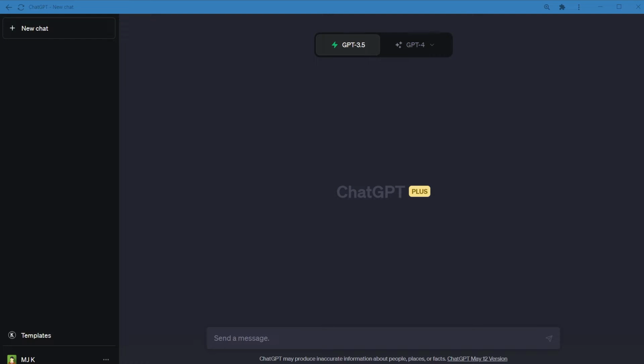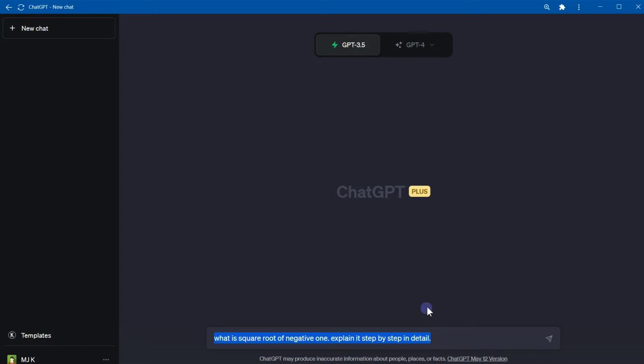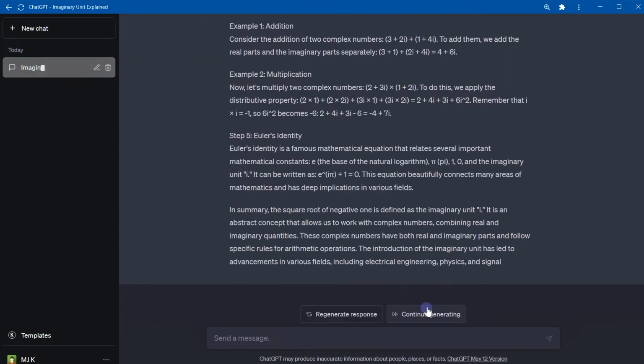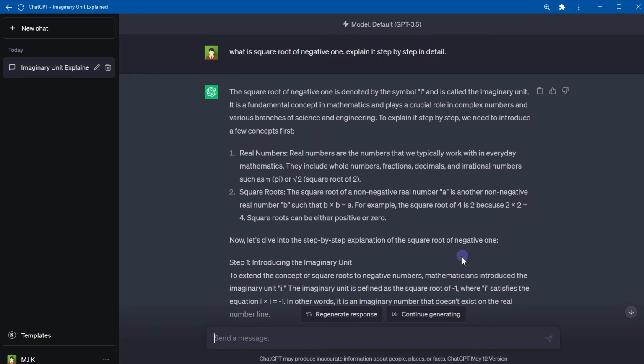If you are using ChatGPT free version, here are some tips for you. Ask any math question. You just need to know how to describe a math problem accurately in plain English. Be specific. Ask for step by step solution. Ask for explanation. Describe diagrams or graphs in detail to help ChatGPT understand the problem. For example, what is a square root of -1? Explain it step by step in detail. And here is a detailed explanation. Continue the conversation if you have to and ask for more explanation until you get the proper solution.